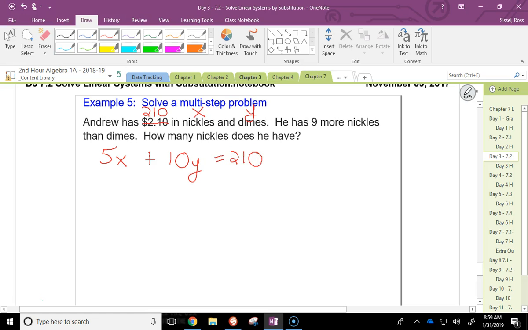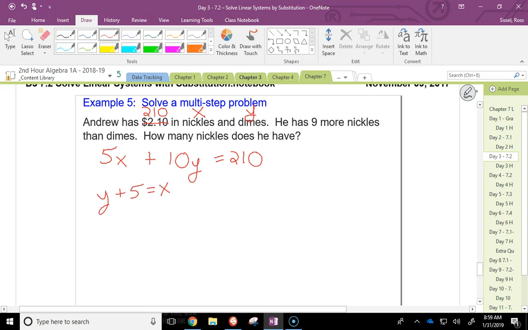Can I find out how many nickels and dimes he has yet? No. But then they said he has 9 more nickels than dimes. So what would be my equation? It's probably not going to be the first one a lot of you think. How would I say you have 9 more nickels than dimes? Devlin? D plus 5. Oh, but we have x and y. So y plus 5 equals x.